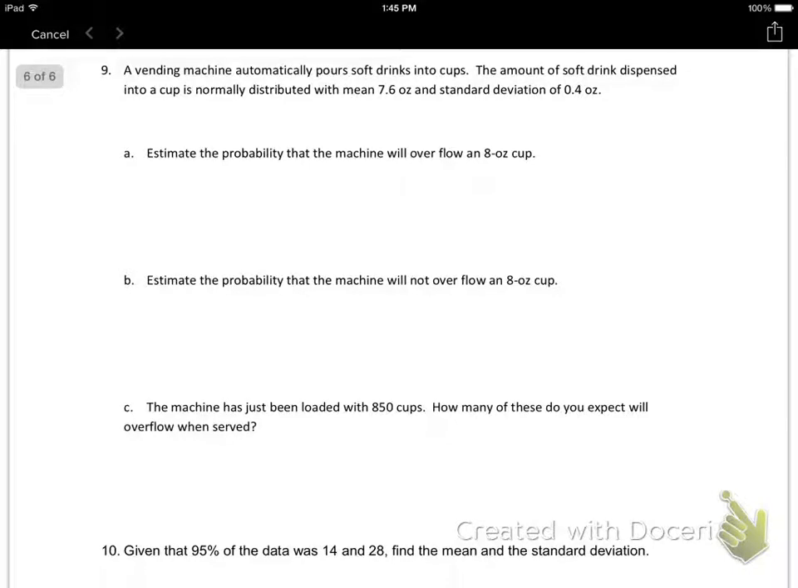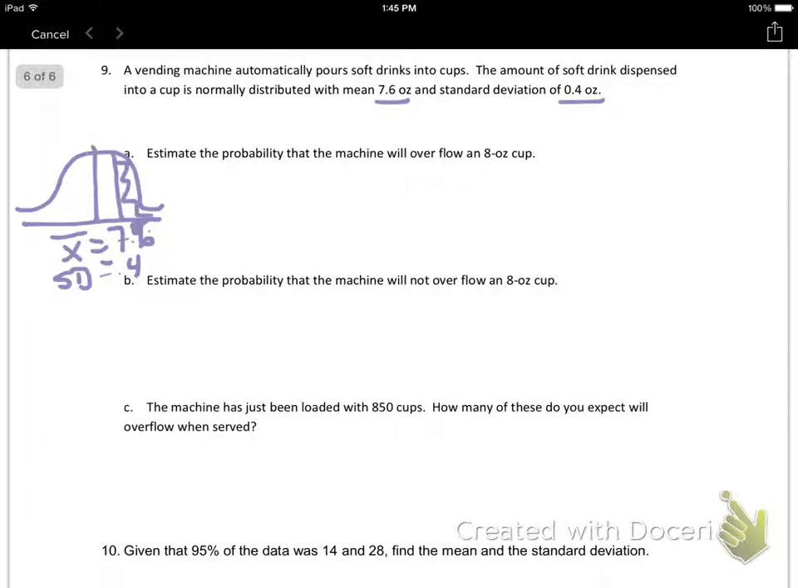Okay, so here we have a cup of coffee with a mean of 7.6 and a standard deviation of 0.4. Find the probability of overflow in an 8-ounce cup. So let's go do the distribution. My mean is 7.6, my standard deviation is 0.4. Here is 8 ounces, and here's an overflow cup. So find the probability that ounces is greater than 8.